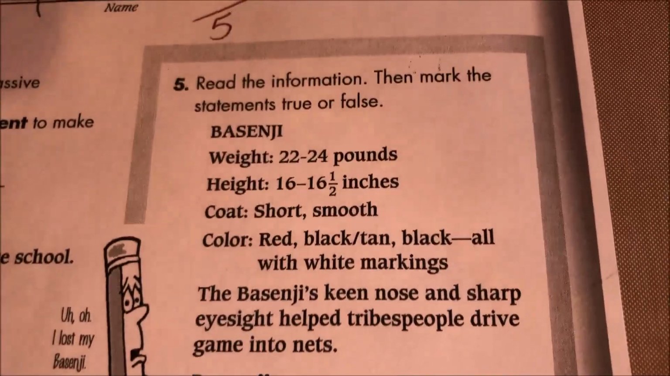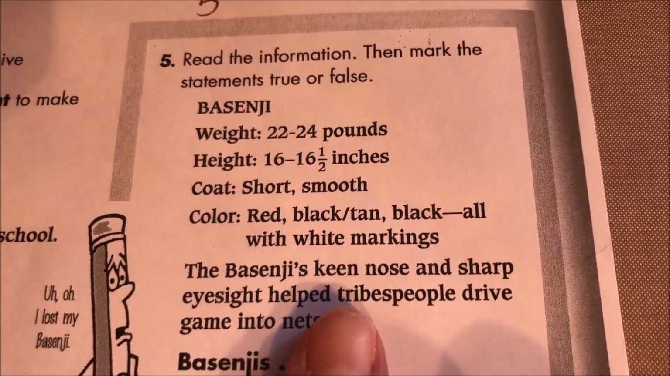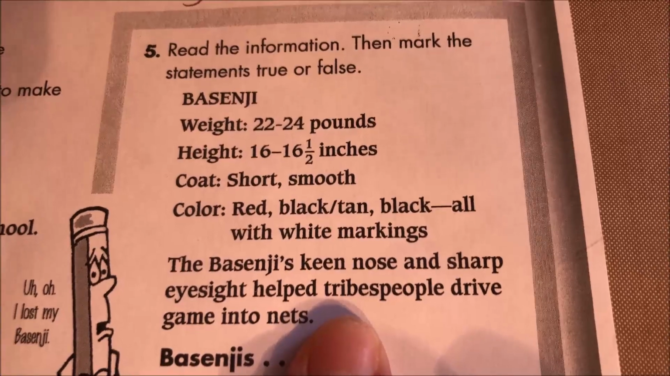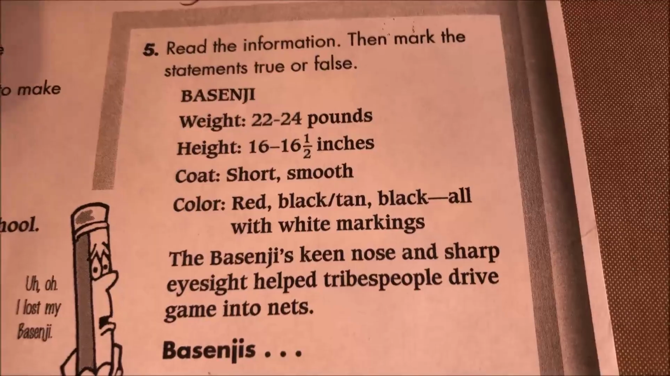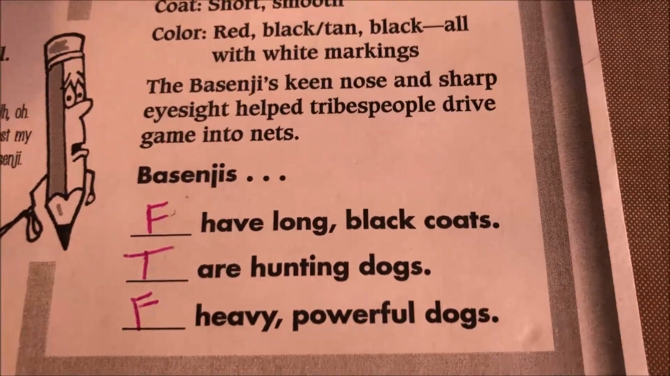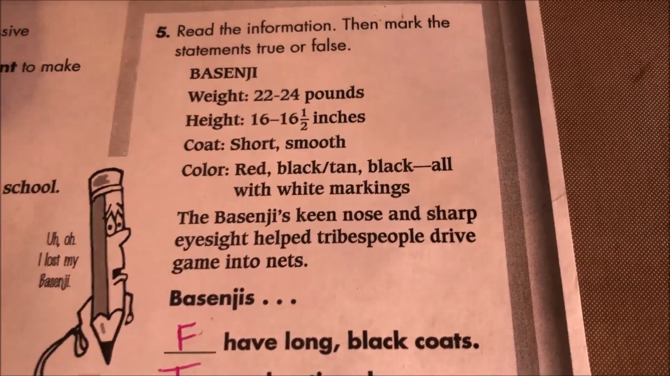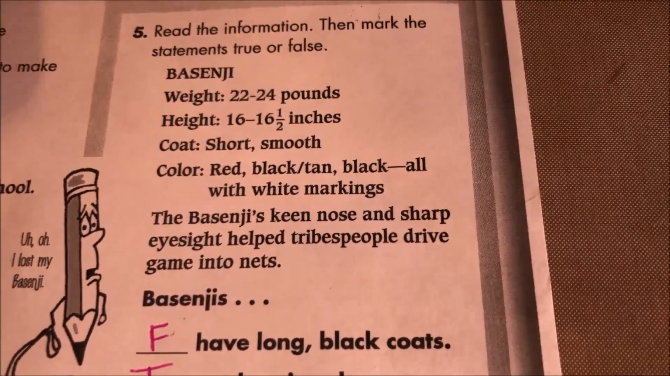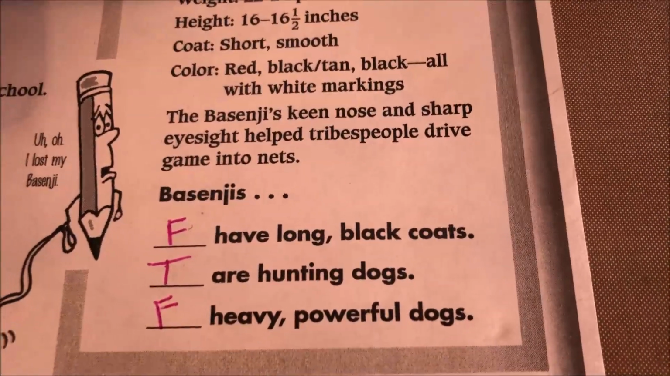Are they hunting dogs? Well, we go back to our information, and it says on this last part here, their keen nose and sharp eyesight helped tribespeople drive game into nets. Game would be something that you're hunting, so it is a hunting dog, true. And heavy, powerful dogs, well, it says they weigh 22 to 24 pounds, 16 inches tall. You think about a sheet of paper being 11 inches. That's not tremendously tall, probably not super powerful, so it is false.